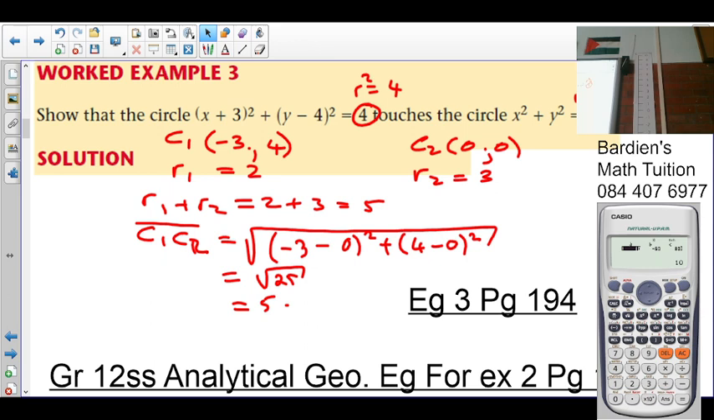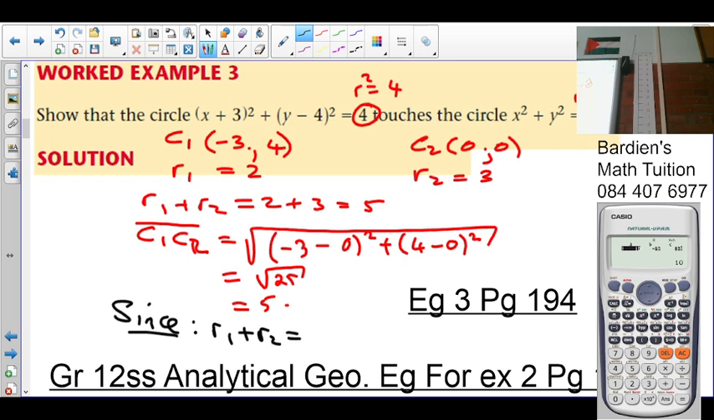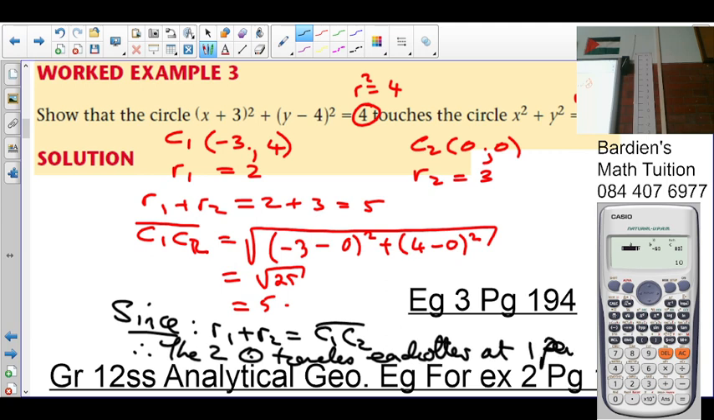So what can we say, people? We state the obvious. We say since r1 plus r2 equals the distance between the two centers, therefore the two circles touch each other at one point. Therefore, the two circles touch each other at one point only.